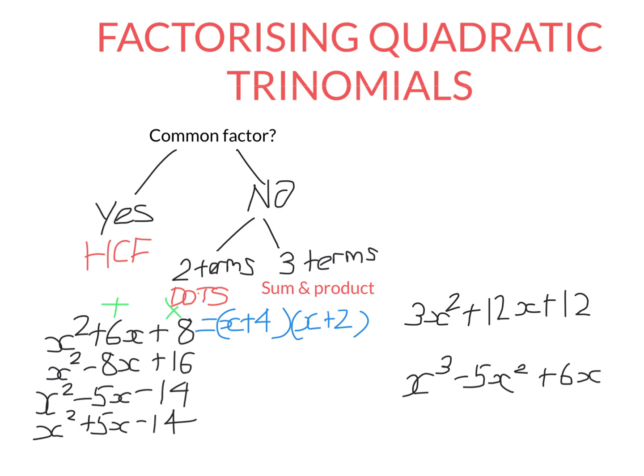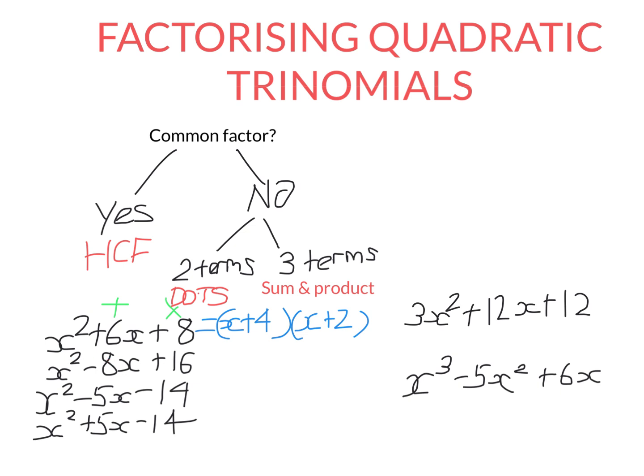So this is the answer, because if I expand this using FOIL, I get x squared plus 6x plus 8. 4 times 2 gives me this number here. And when you're expanding insides and outsides, you get 4x plus 2x equals 6x. These 2 numbers always add to the coefficient of x. These 2 numbers always multiply to the constant term. That's why this method works.